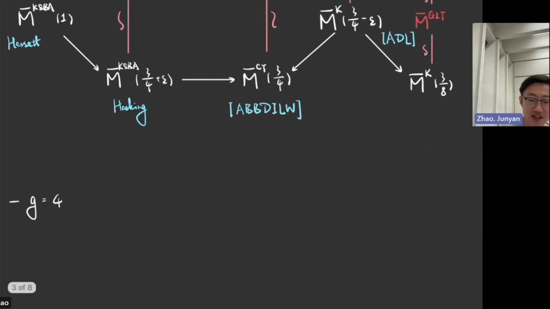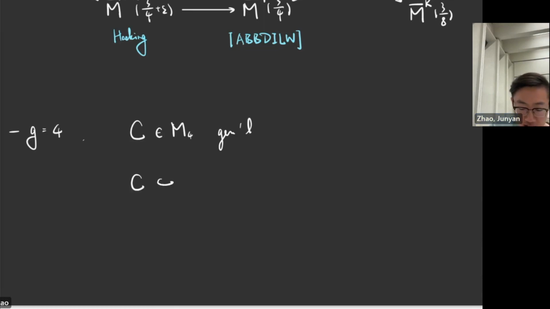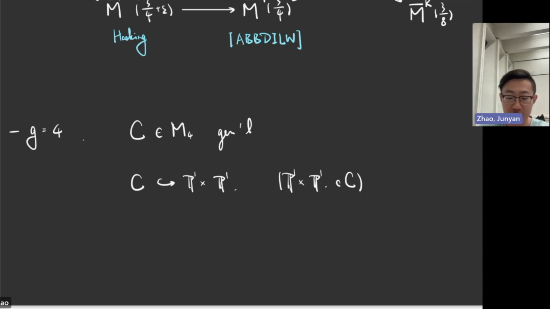Similarly, you can consider the genus 4 case. Some people are working on this. I don't know the result because they didn't tell me. But the thing is, if you have a general curve of genus 4, then C is canonically embedded into P1 cross P1. So you can study the pair P1 cross P1 together with a boundary divisor given by this genus 4 curve. And there was some work by Casalaina-Martin, Grushevsky, Hulek, and Laza.